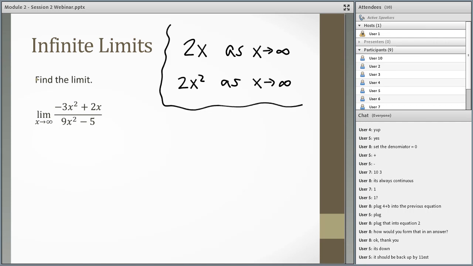Again, before we go there, what if I asked us to find the limit as x goes to infinity of, let's say, 1 over x? Going back to the last webinar, we can't plug in infinity because it's not a number. But what can I do?